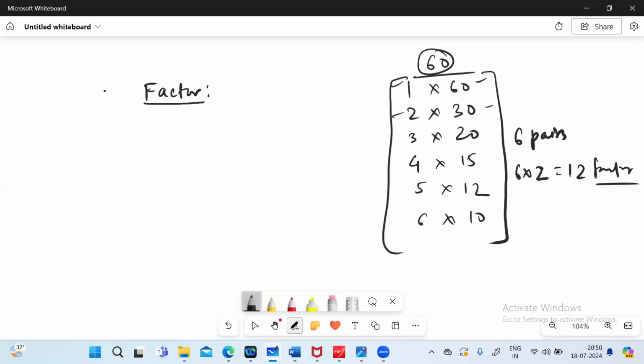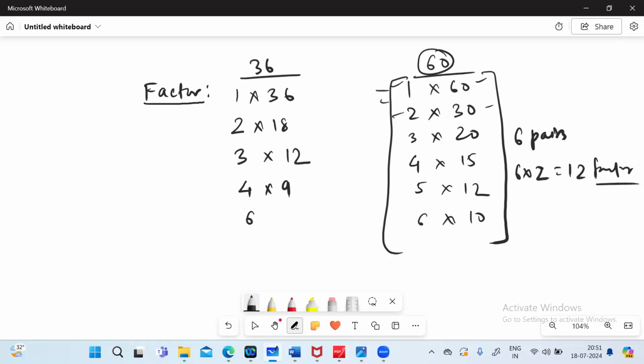So let's take another number, 36. And just tell me all the factors of 36, like I have written here for 60. Keep speaking quickly, anyone can make that effort. Tell Tarun. 1 into 36. 2 into 18. Next. 3 into 12. Next. 4 into 9. And then 6 into 6. Good. 6 into 6. So I cannot go beyond that. It will start getting repeated.